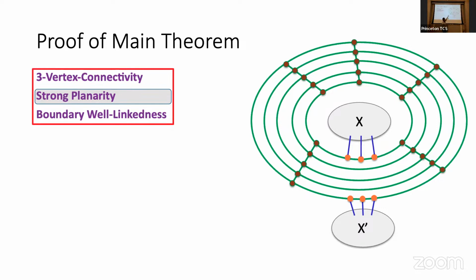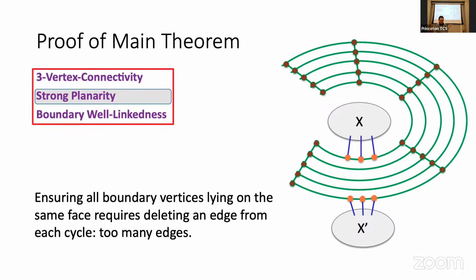3 lie on the inside face, 3 lie on the outside face, and it is not what we want. We want all of them to be on the same face. So in this example, what we can do is delete one edge per cycle in order for the inner face and the outer face to be merged. But it can be that there are too many cycles and we're forced to delete too many edges.